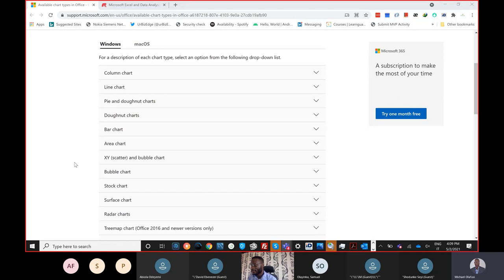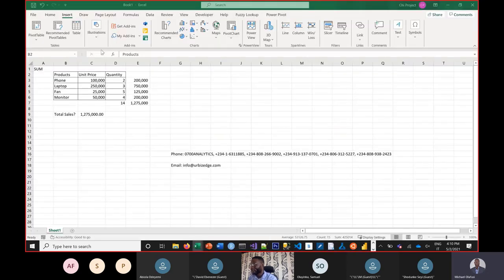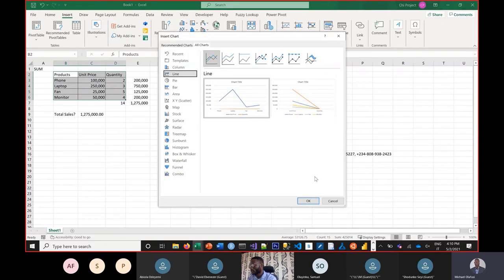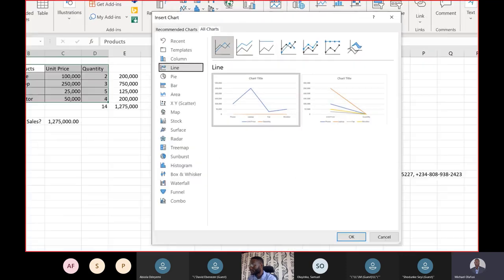So in Excel, there are 16. Let me count again if I have not miscounted. This is not the best way to count anyway. So if you go in Excel, there are 16 charts. Let's count here.